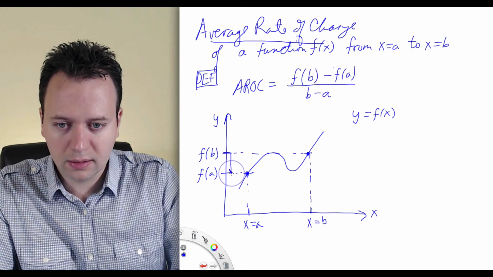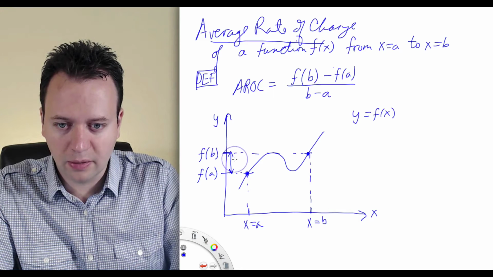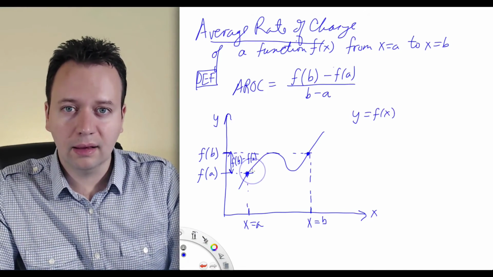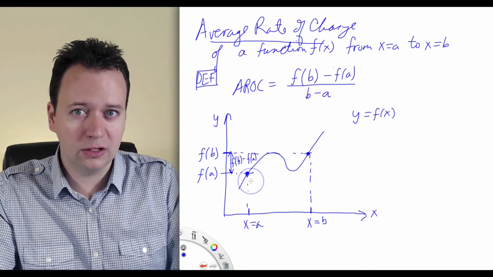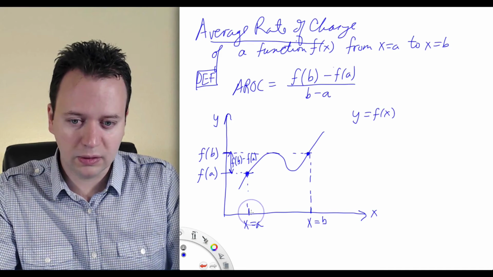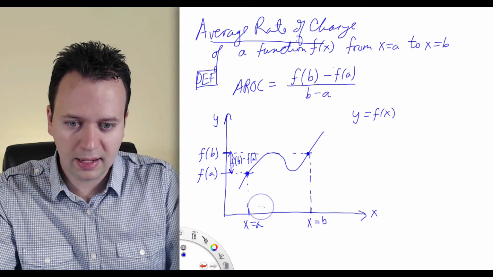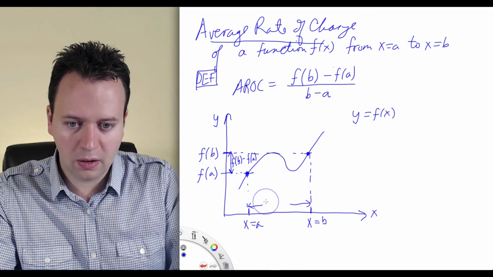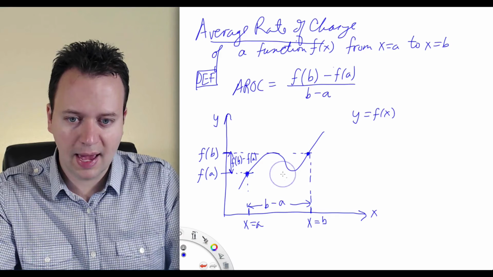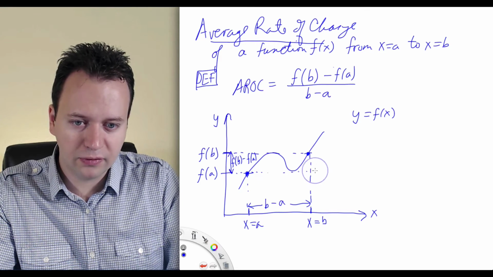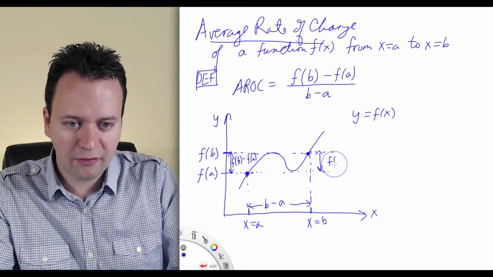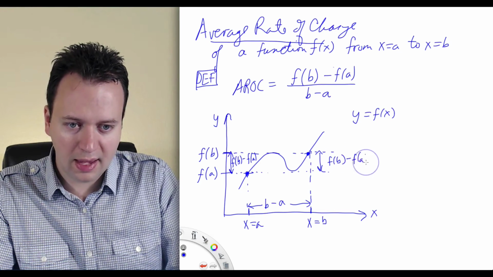If I draw a little line segment in here, that has length f of b minus f of a, squeezing that in. Likewise, b minus a is just the horizontal distance. So it's the distance between x equals b and x equals a. This distance right here is just going to be b minus a. Extend this vertical line out. So we see that this distance is f of b minus f of a, and the distance down here is b minus a.